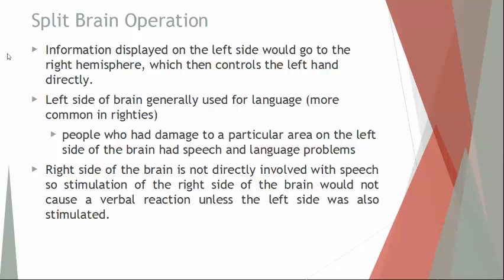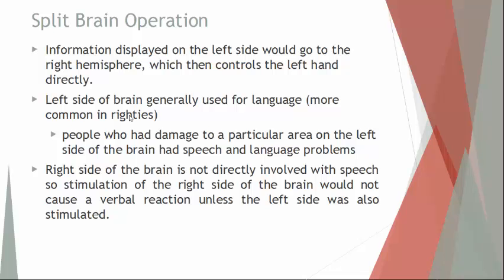The left-hand side of the brain is generally used for language, which is much more common in right-handed people, or righties as it's referenced here. So people who have damage to this particular area on the left side of the brain will have problems with speech and language. Now the right-hand side of the brain is not directly involved with speech. Of course there is communication between both sides on how to do these kinds of tasks, but in general it's not directly involved with speech. So stimulating this side of the brain won't really cause a reaction unless the left side of the brain was also stimulated.